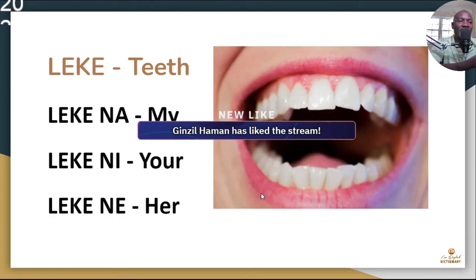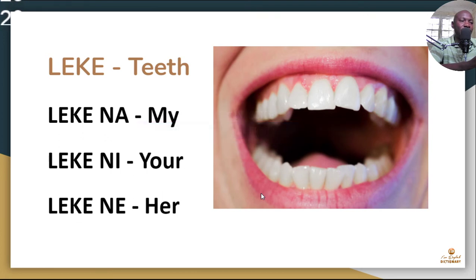The plural of laka becomes leke. Leke is many teeth. Leke na, my teeth. Leke ni, your teeth. Leke ne, her teeth. So that is my teeth, your teeth, her teeth, their teeth.